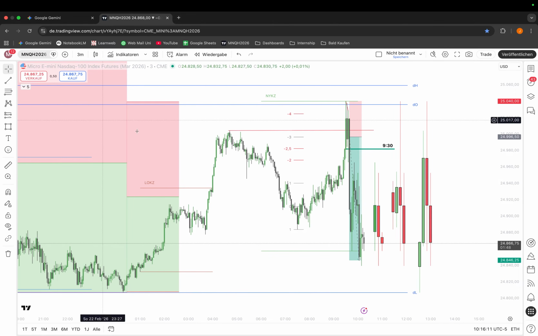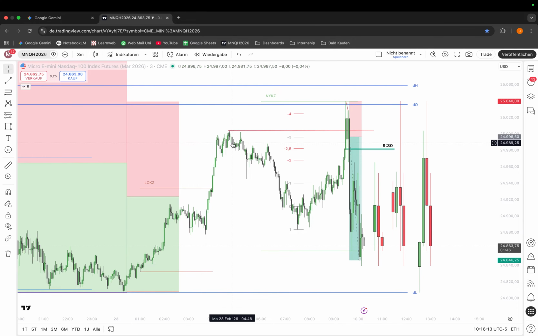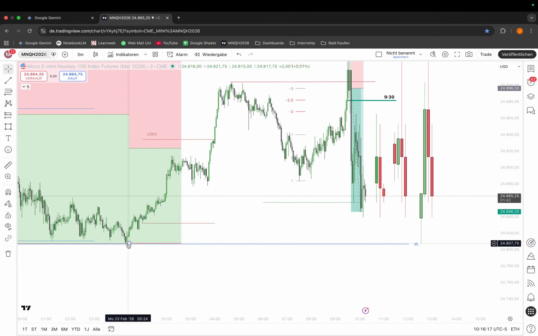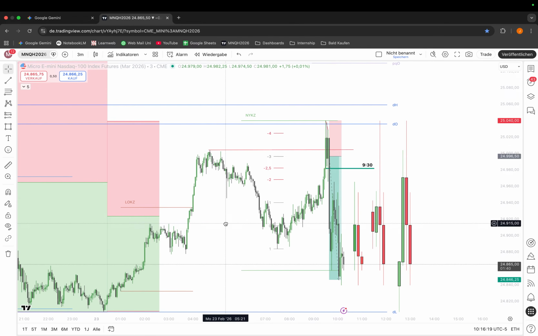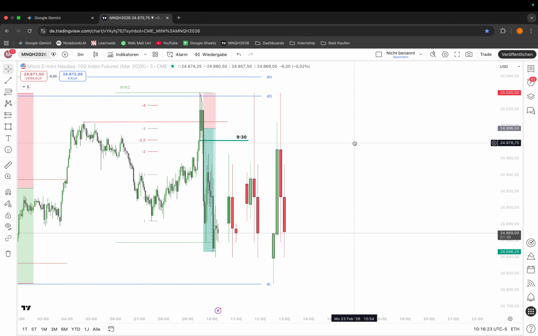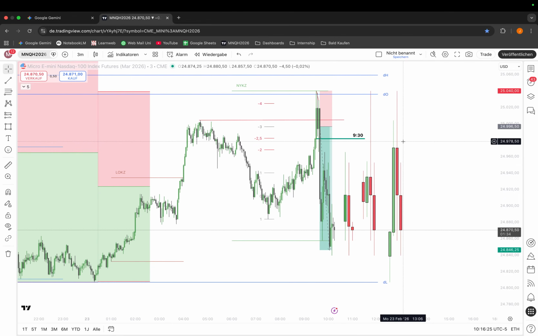And what I also do is, so I was anticipating shorts here, because we had these lows here, we still have these lows here. So I was like, okay, there's no reason to go more up. I mean, we still can go more up, but I'm not quite sure. And so I was looking for shorts.